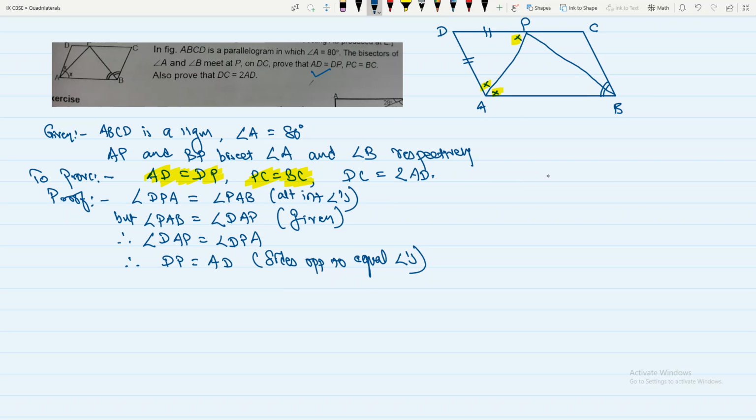Sir, similarly like we did earlier, we will consider angle PBA and angle BPC. Sir, they are equal since they are alternate interior angles. Angle CPB is equal to angle PBA, alternate interior angles. Right. So this angle is equal to this. And sir, angle PBA is equal to angle PBC. But angle PBA is equal to angle BPC. Therefore, angle BPC is equal to angle PBC.